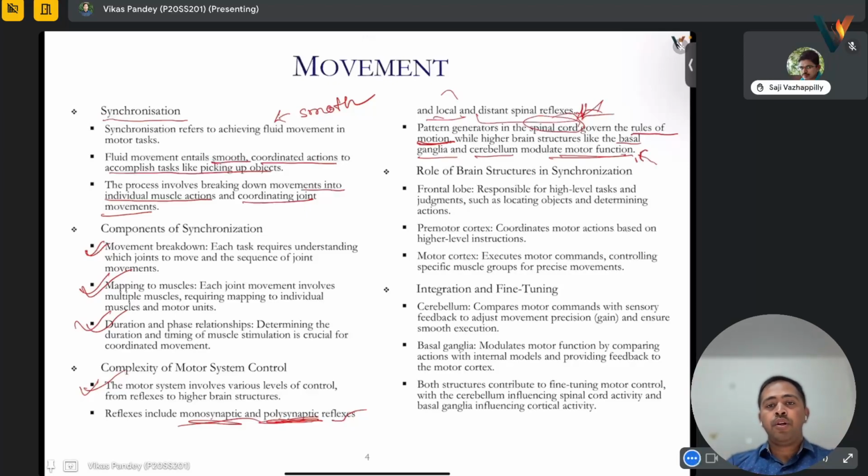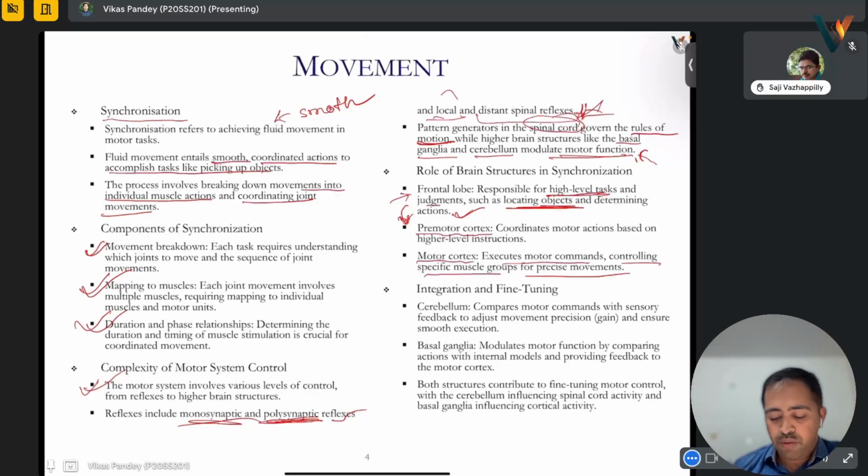and cerebellum. So what are the brain structures associated with synchronizing this movement? First is the frontal lobe. This is for high-level tasks and judgment, such as locating the object and determining action. This will be based on our sensory inputs. Then is the premotor cortex. This coordinates action based on higher level input. So the frontal lobe has high-level task judgment, then it goes to the premotor cortex that coordinates the motor actions, and then the motor cortex actually executes the motor command, controlling specific muscle groups for precise movement.